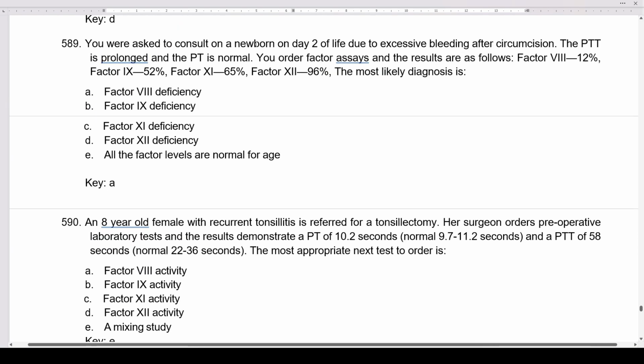Next is, you were asked to consult on a newborn on day 2 of life due to excessive bleeding after circumcision. The APTT is prolonged, PT is normal. Factor assays and the results are as follows. Factor 8 activity is 12%, 9 is 52, 11 is 65, 12 is 96. The most likely diagnosis is... The normal activity of these factor levels should be more than 50, around 50 to 150%. If they are less than 50, then it means there is a deficiency. So here factor 8 level is 12, so it is a deficiency of factor 8.